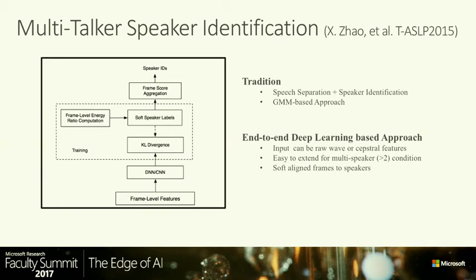In these models, the speech waveform and the speech features are fed into the deep models, and the KL divergence is evaluated between the output of the deep model and the soft speaker labels, which are obtained from the energy ratio mask. After the model training, in testing, we just need to calculate the utterance level score to make the final decision on who is speaking in this mixed speech. This architecture is also very easy to extend to more speakers, 3, 4, or 5 speakers.